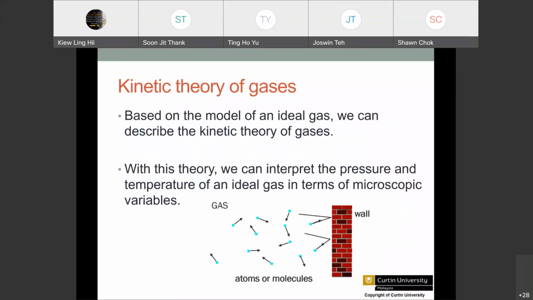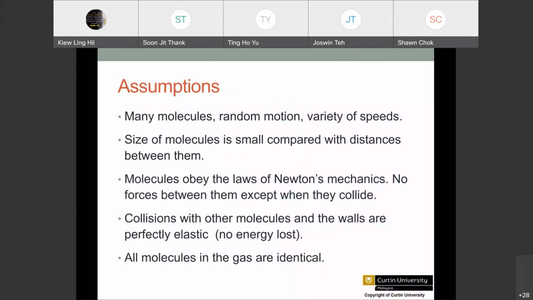Okay, so for all the ideal gas, they also obey the kinetic theory of gases. So when they obey these kinetic theories, we can interpret the pressure and the temperature of the gas in terms of microscopic variables. Okay, we can look into the very small component. So what are the assumptions that we make to the kinetic theories? Basically, it's the same as ideal gas, but there are two more that you have to take notes.